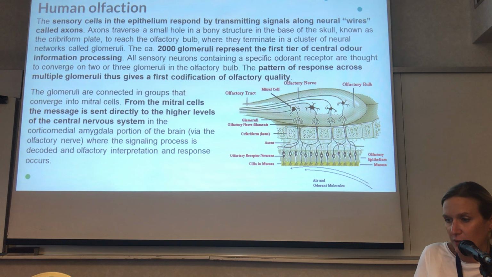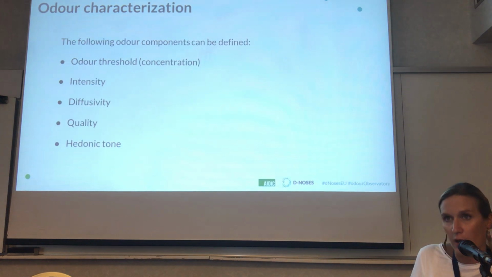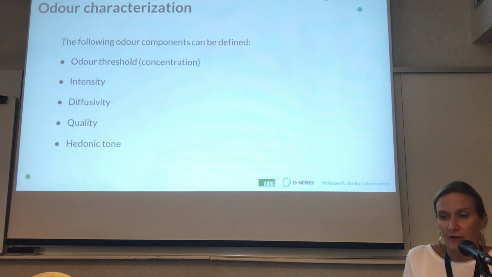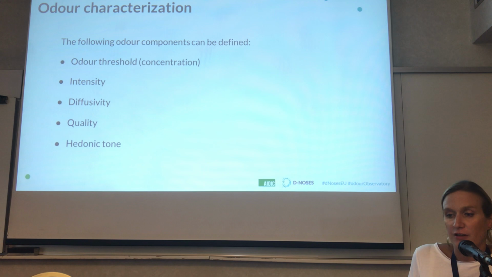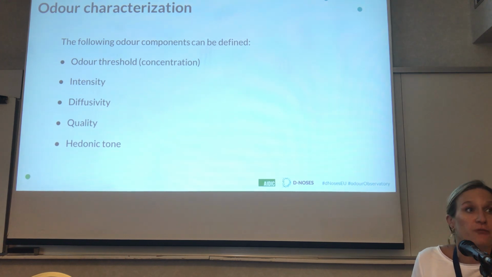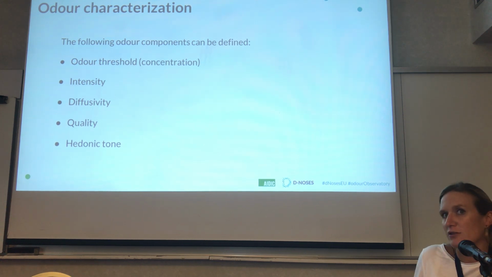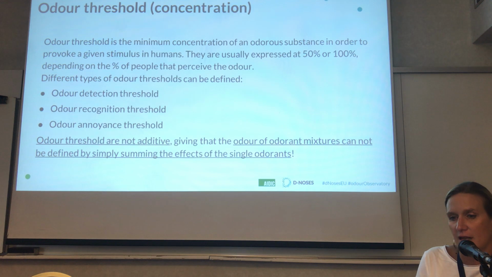I won't say more about that because I think it's important that we go on in seeing how odor can be characterized. Odor can be characterized through different components. The main components that can be used to describe an odor are the odor threshold, which is connected to the concept of odor concentration, the odor intensity, which is also connected to the concept of odor concentration, but which is not the same, and the two things should not be confused, which sometimes happens. Then there is odor diffusivity, odor quality, and hedonic tone.